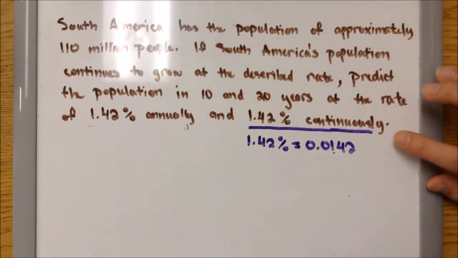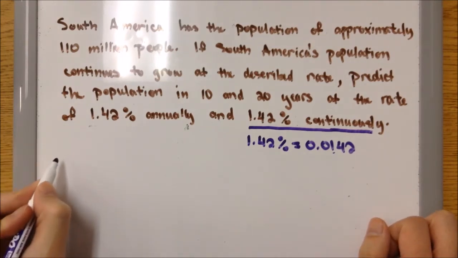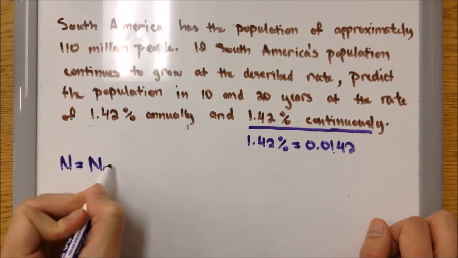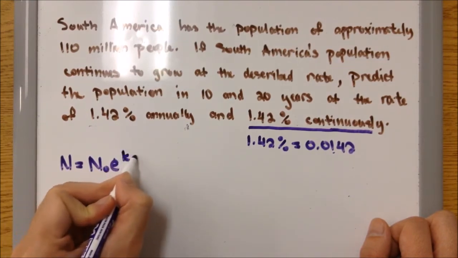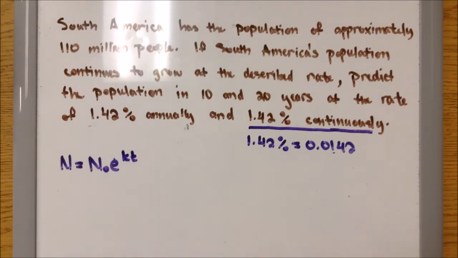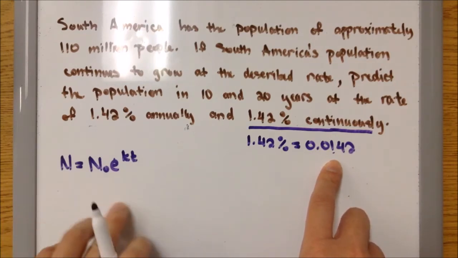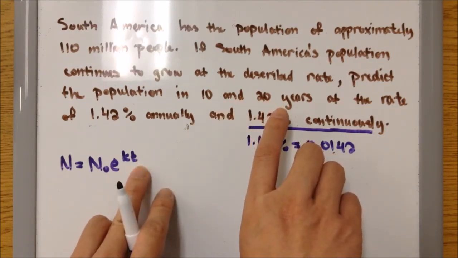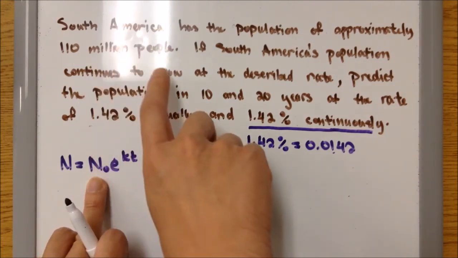Now, continuously, that means we have to use the continuous exponential growth or decay formula. So it's N equals N sub 0, or initial N, times the e function to the power of kt. So again, this is the rate, and we have the k value, and then we also have the years, 10 and 20, that's the t value, and then we have the N sub 0, or initial N, 110 million people.